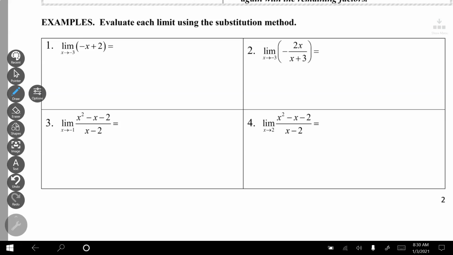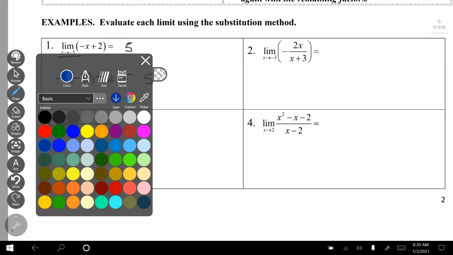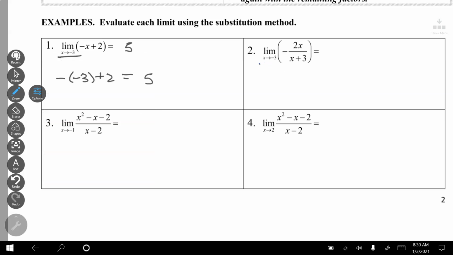Okay, let's try some examples by plugging in the number it tells me to. I plug in -3, I get negative of -3 plus 2, which is just equal to 5. So this limit is equal to 5. The next one, I plug in -3, so I do negative of 2 times -3 over -3 plus 3. I get 6 over 0, which is undefined, but I never put down undefined for limits. That would be d and e.